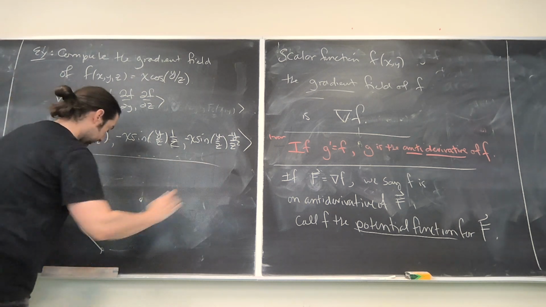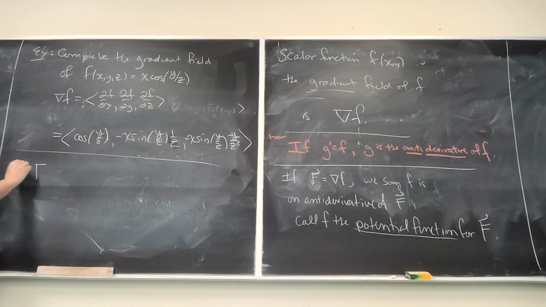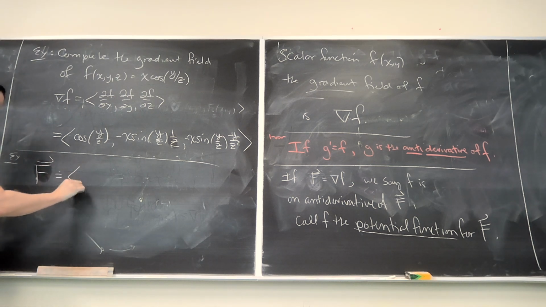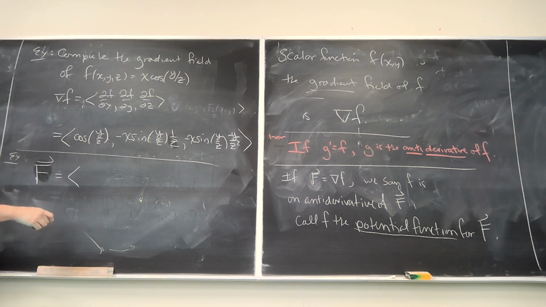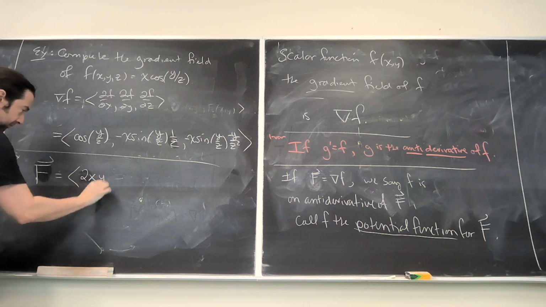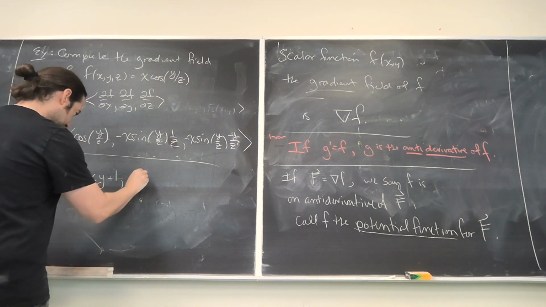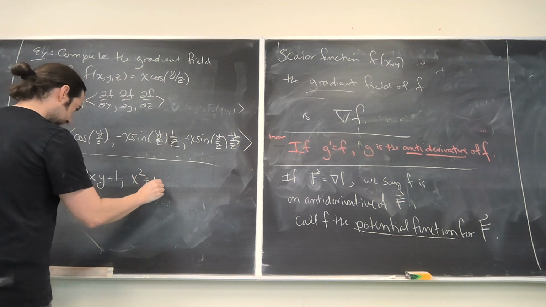Now I'm going to ask you an opposite question. Let's see. I'm going to give you a vector field. So this is another example. And the technique I'm going to write down now is going to be studied later on in this class in detail and also in 244, if you take 244. It's called the method of partial integration. So I'm going to write down a vector field, F. And F is going to be, let's say, the vector field 2xy plus 1, comma, x squared plus 1.